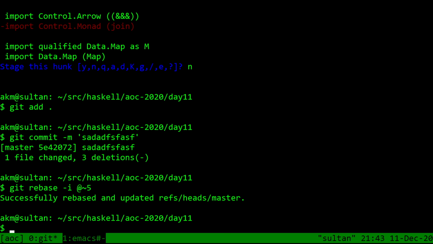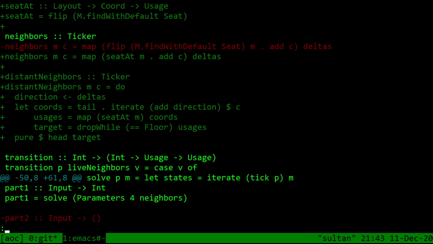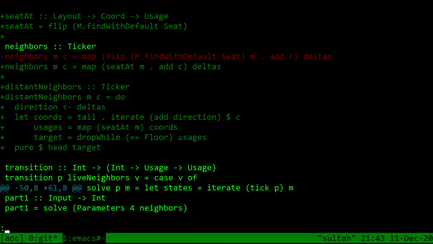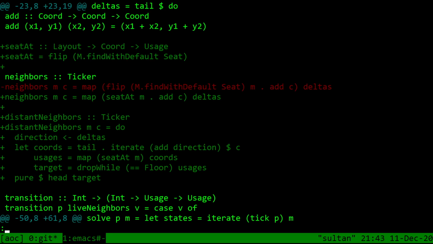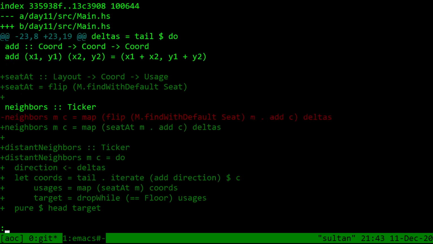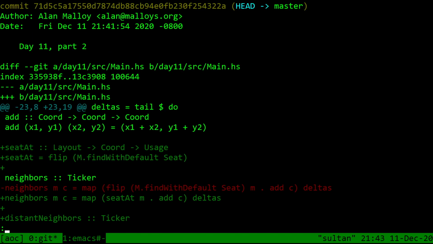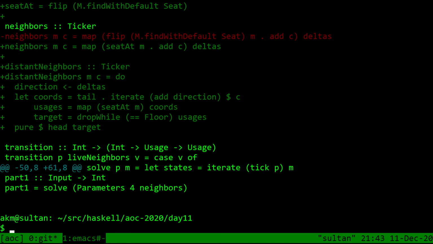And if we were really, really excited about it, we could remember a couple things here. I said this is part of part 2, but it actually changed part 1 a bit, right? The neighbors thing. I kind of forgot to factor out this seat at function. I think maybe the cleanest thing to do would be to take that diff and move it back to the prefactoring commit. But I don't think there's really any compelling reason to do so. This is fine. What we have so far.